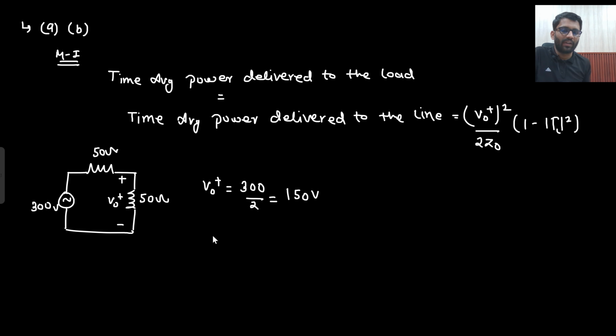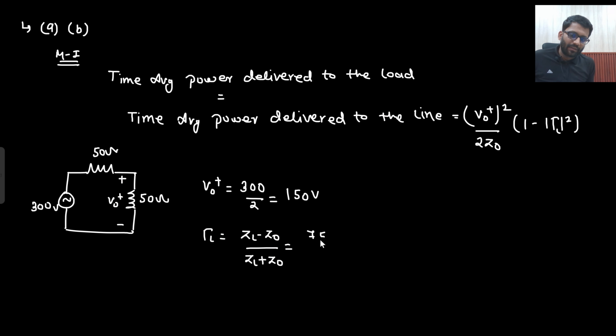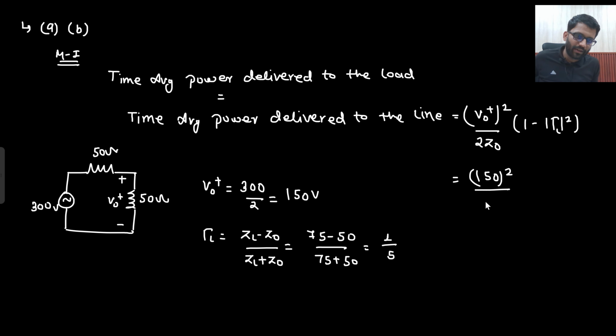Z naught value I already know. What is my gamma L? Gamma L is ZL minus Z naught upon ZL plus Z naught, that is 75 minus 50 upon 75 plus 50. That would be 1 by 5. Right? So what am I getting? 150 whole square divided by 2 Z naught, Z naught is 50 only, into 1 minus 1 by 25.